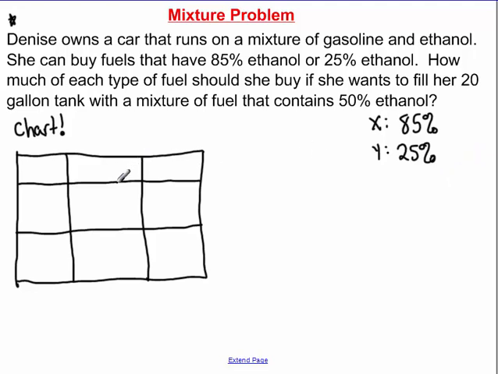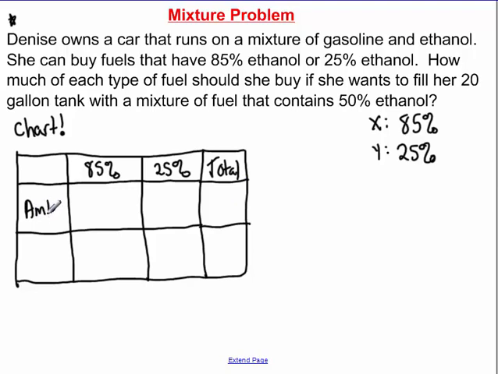Okay, so in this, I need to have another column here because that other column is going to help us. Across the top, in any mixture problem, put the two amounts that you have, the 85%, the 25%, and then label this total. And then down here, you're going to have the amount. And then you're going to talk about the percentages of each.